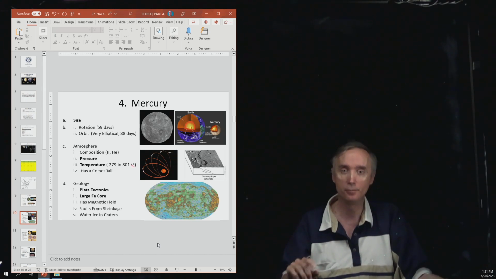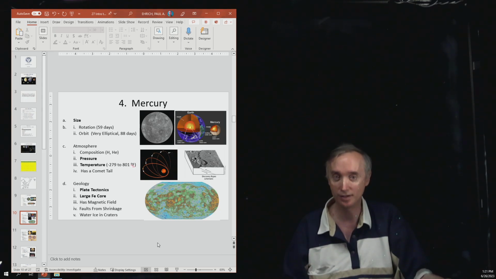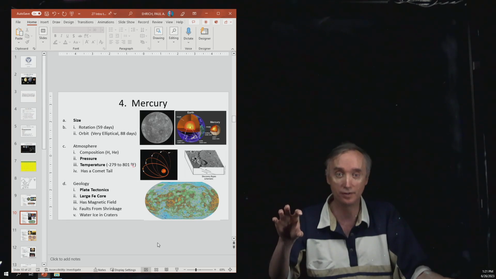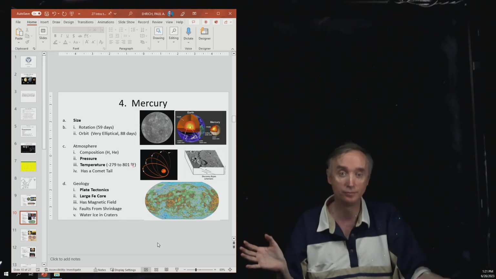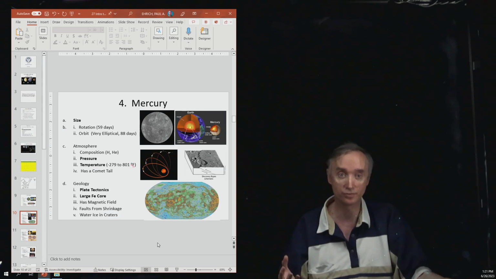Okay, look at the temperatures on Mercury. On the side that gets sunlight, it's very, very hot. On the side of Mercury that doesn't get sunlight, it's very, very cold. You might think that because Mercury is so close to the sun, it would be hot all the time, but it's not. It's hot on the part that gets the sun, and it's hotter than the moon because it's closer to the sun than the moon is. But on the night side, it's very, very cold.